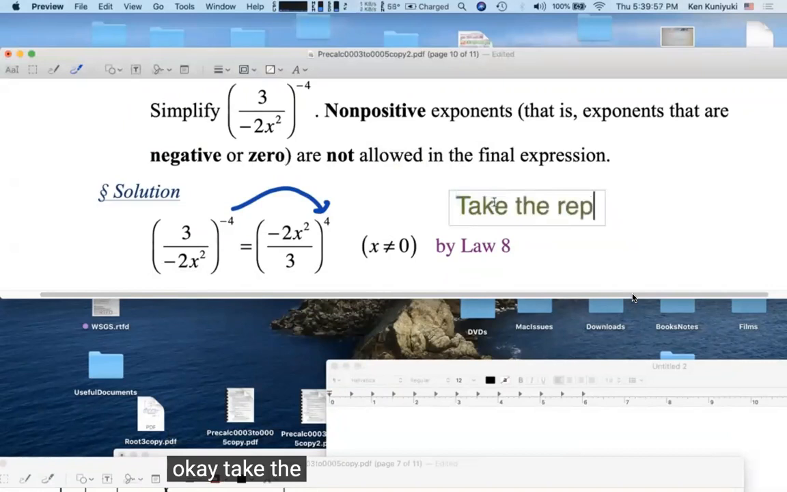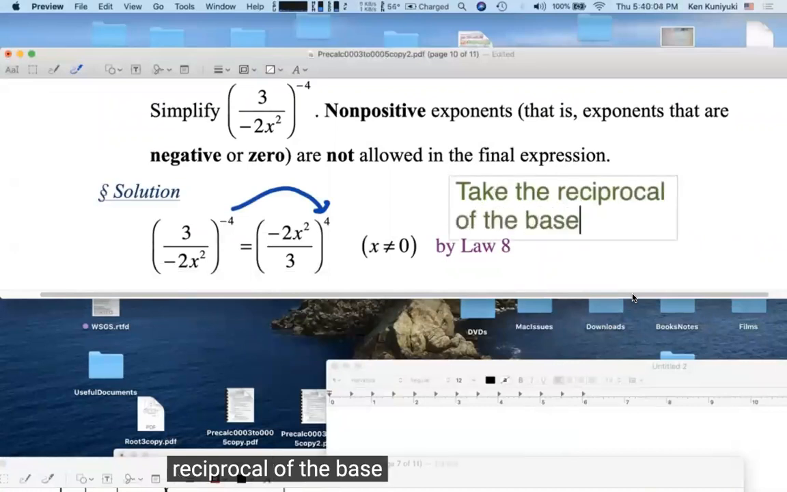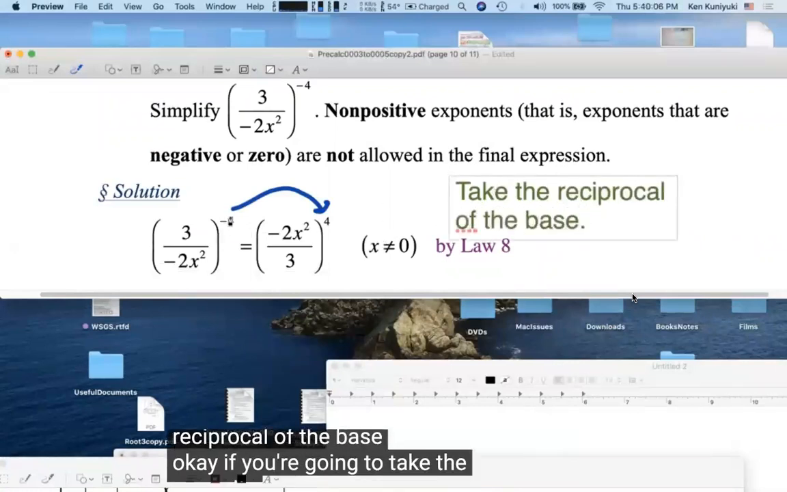Take the reciprocal of the base, if you're going to take the opposite of the exponent.